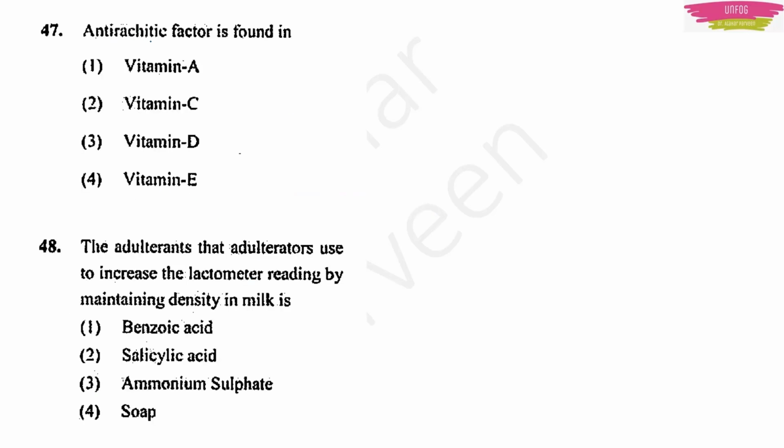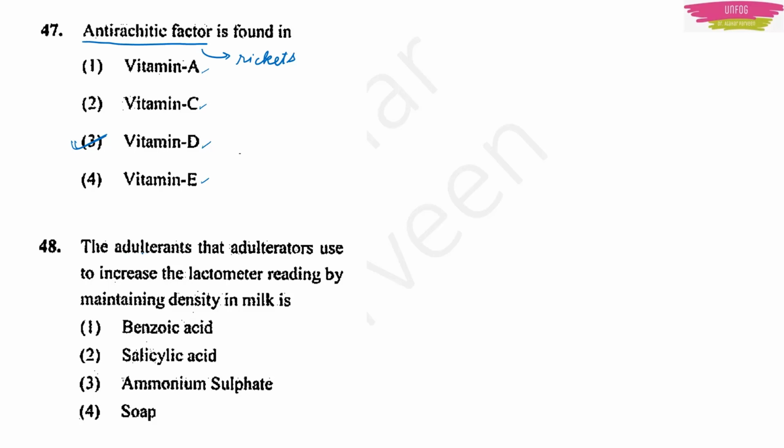So the next question, antirachitic factor is found in. So antirachitic factor is that component which is used to cure rickets. Option 1, vitamin A. Option 2, vitamin C. Option 3, vitamin D. And option 4, vitamin E. It is actually vitamin D, which is the antirachitic factor, which is used to cure the rickets disease. So the option 3 is our right answer.